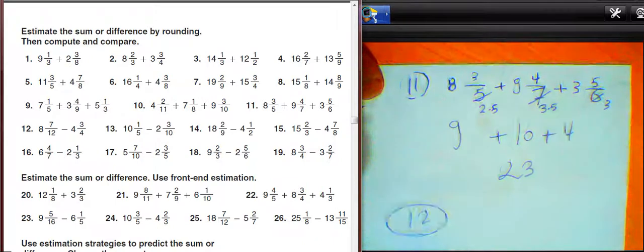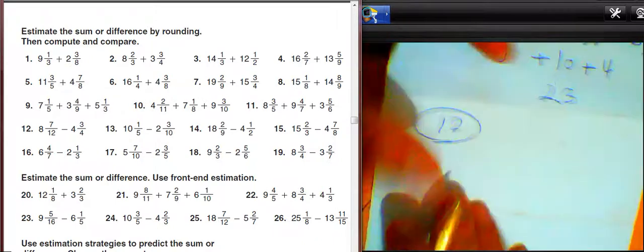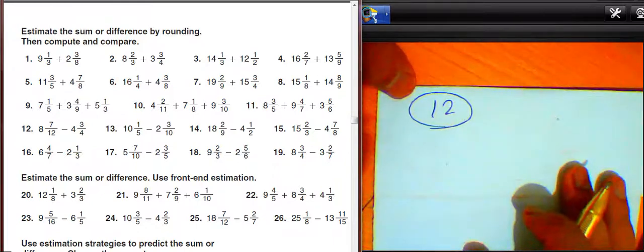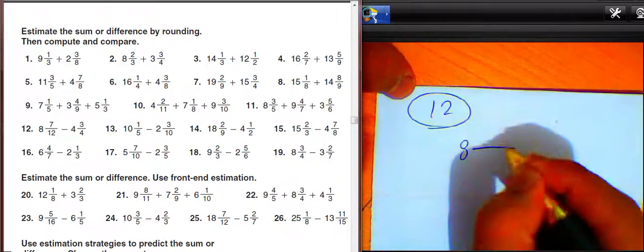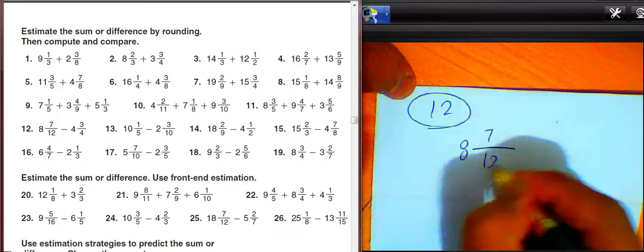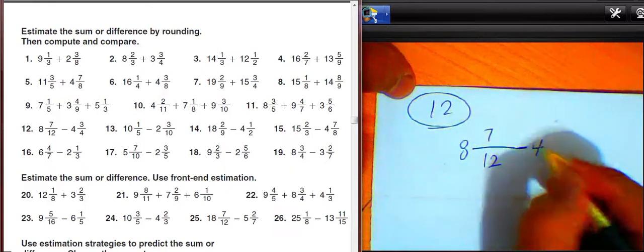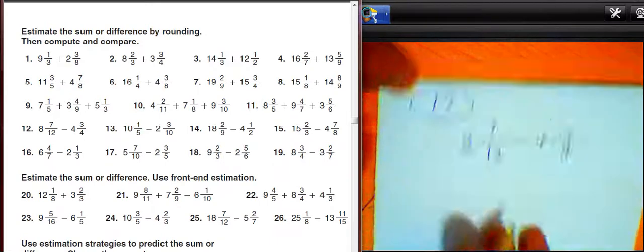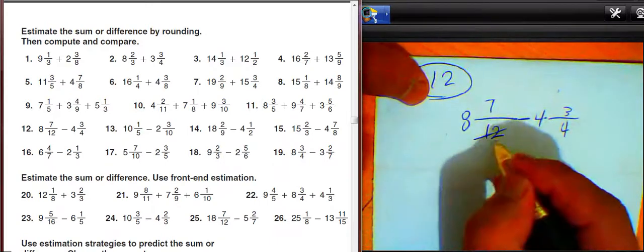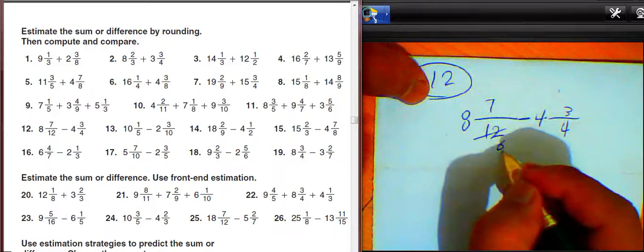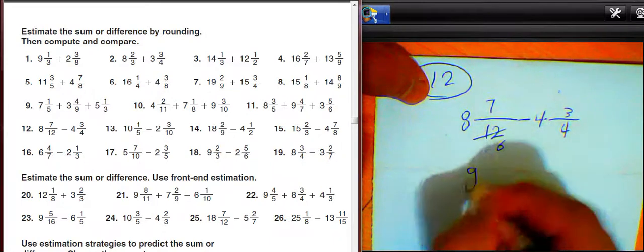Question 12. 8 and 7 over 12 subtract 4 and 3 over 4. Half of 12 is 6. 7 is more than 6, so this number is 9.